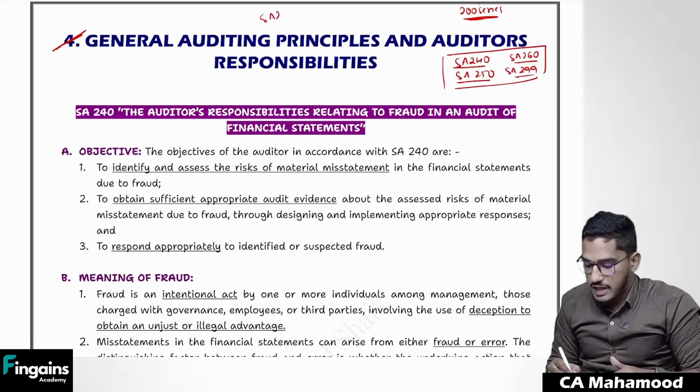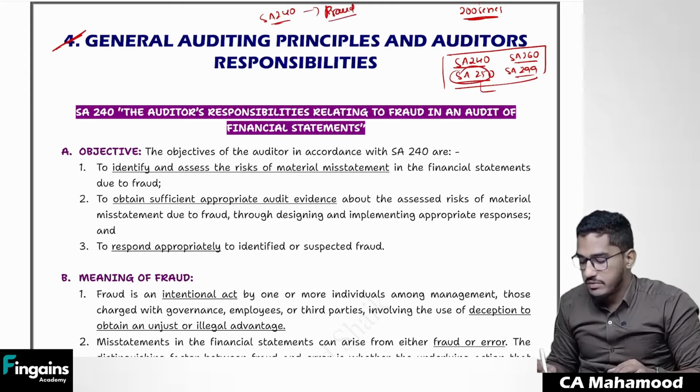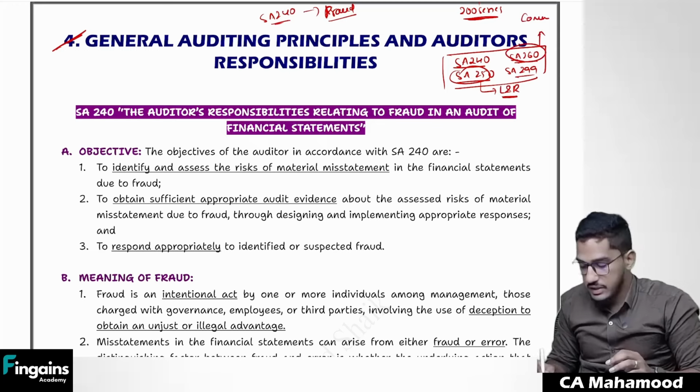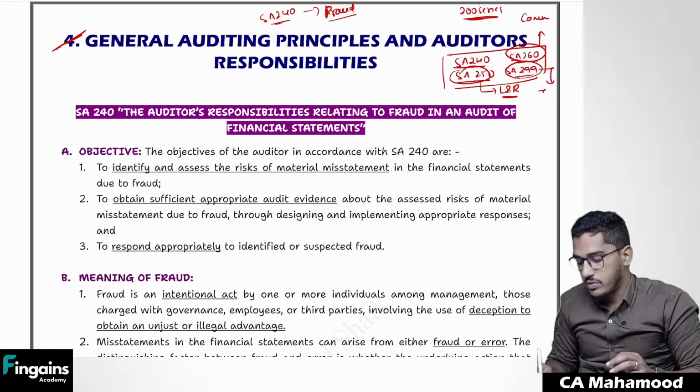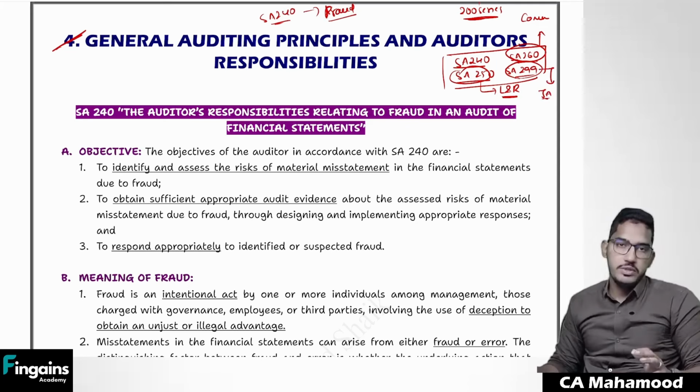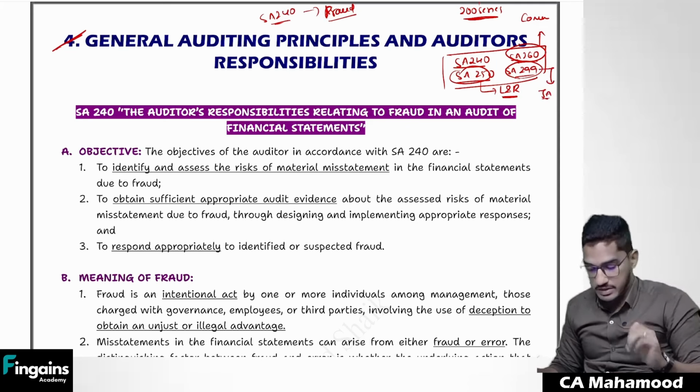SA 240 is a standard which is going to talk about auditors' responsibilities relating to fraud. So it is mainly going to talk about the fraud and related matters. SA 250 is going to talk about the auditor's responsibilities regarding compliance with the laws and regulations. SA 260 is going to talk about communications with those charged with governance, and SA 299 is going to talk about joint audit and its related matters. So that is going to be the subject matter of all our discussion.